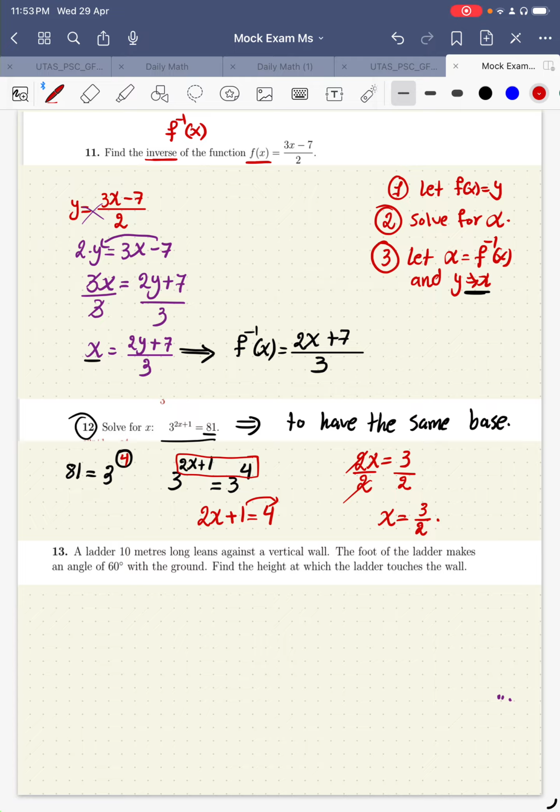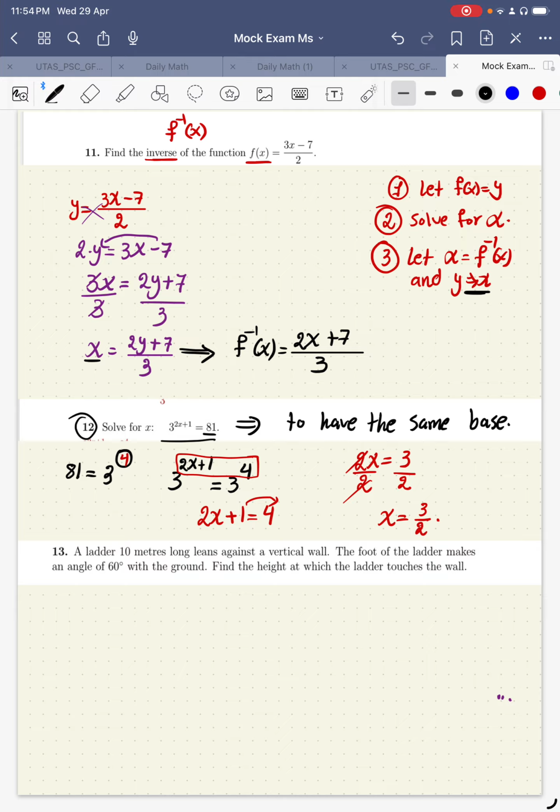Number 13. A ladder 10 meters long leans against a vertical wall. The foot of the ladder makes an angle of 60 degrees with the ground. Find the height at which the ladder touches the wall. So first, to solve that kind of question, remember this question is an application of trigonometric ratios, which means it is a real life problem and we need to convert that problem into math. So the best way to do this one, first we're gonna visualize the situation.